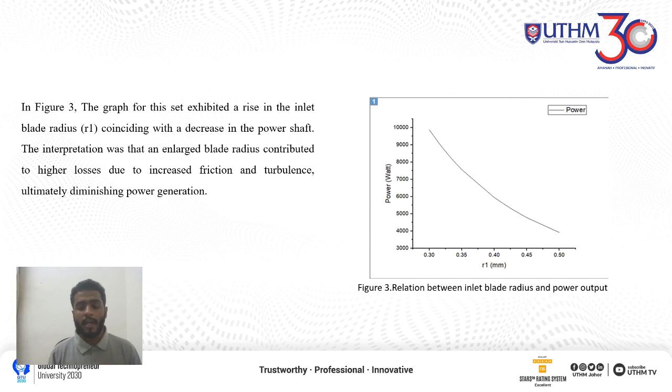We can conclude our discussion by saying that increasing the inlet blade angle, width and radius all negatively impacted power output due to high resistance, drag and losses, and that leads to reduced overall efficiency. This shows the importance of selecting the optimal values for these parameters to maximize power generation and enhance turbine performance.